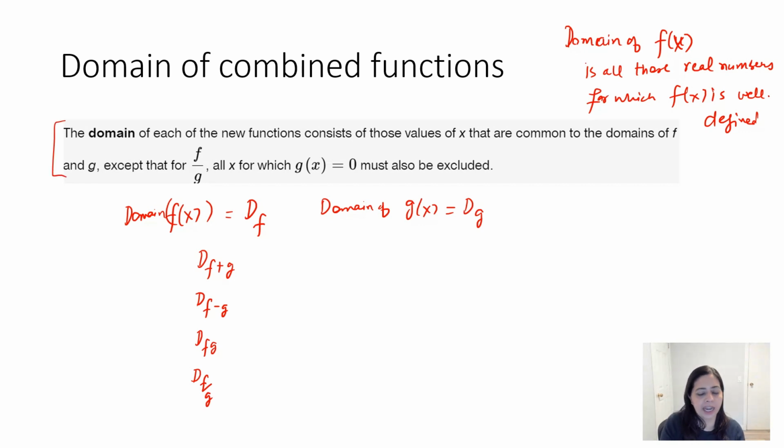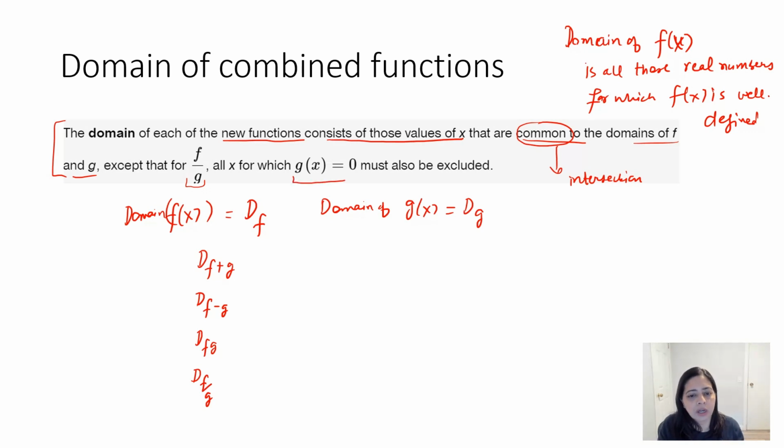Now this result is telling you all that piece of information in one sentence: the domain of each of the new functions, meaning sum, difference, product, quotient, consists of those values of x that are common to the domains of f and g. Common means what? Intersection. So basically you have to take the individual domains and take their intersection. That will be the new domain. Except for f over g. For the quotient function, you have to be a little extra careful.